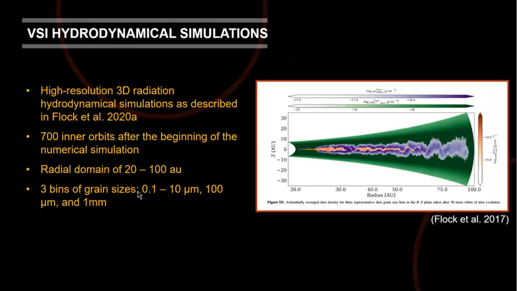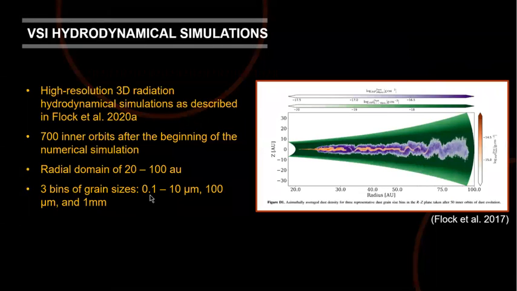Since VSI has been shown to produce such structures, we used a VSI hydrodynamical simulation to model the dust and gas within a protoplanetary disk. Our results are based on the disk model 700 inner orbits after the beginning of the numerical simulation as prescribed by Flock et al. 2020A. The model itself spanned the 20 to 100 AU radial domain, since this is the region where VSI is known to develop. And the disk model itself included 3 bins of grain sizes.